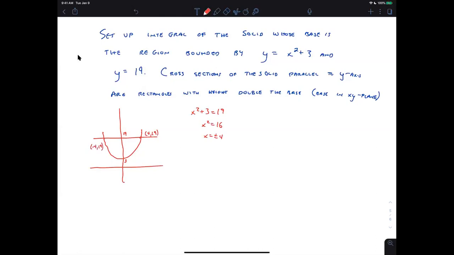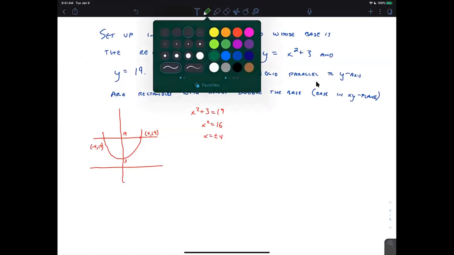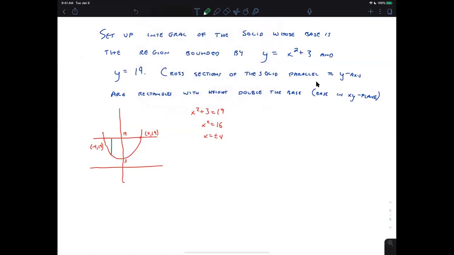And normally I would tell you, okay, go ahead and draw the rectangle that you want. But in this case, the cross sections dictate the way you need the rectangle to go. The cross sections are parallel to the y-axis, which means your rectangle needs to be parallel to the y-axis. So it should go like that. Does that make sense?